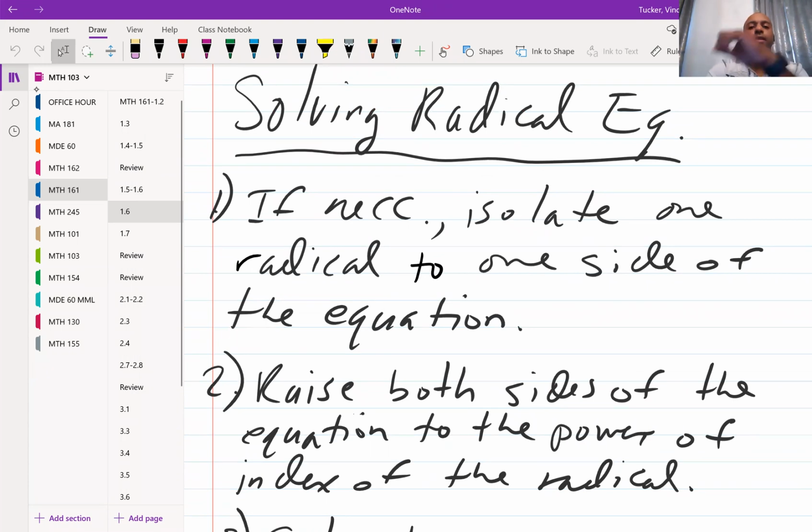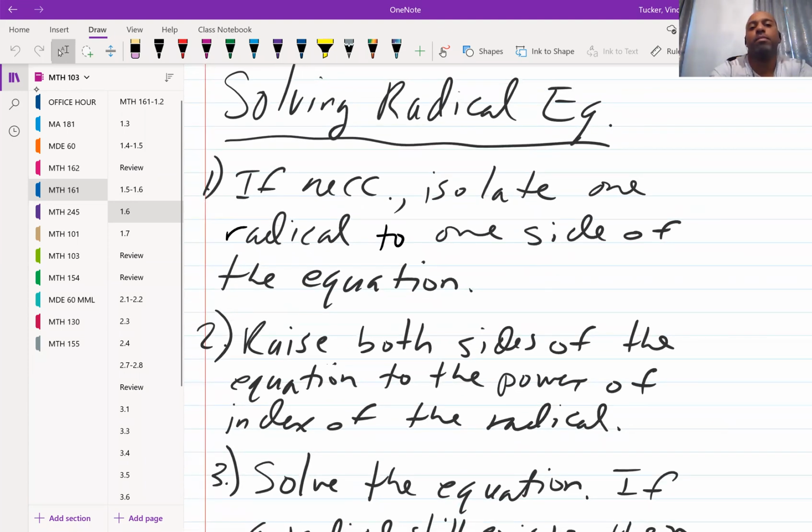All right, still in 1.6. This time we're looking at radical equations. So there's a few steps here. Solving radical equations, if necessary, isolate one radical to one side of the equation. Then we're going to raise both sides of the equation to the power of the index of the radical. In other words, if it's a square root, we're going to raise both sides to the second power, or square both sides. If it's a cube root, we're going to cube both sides and so on.